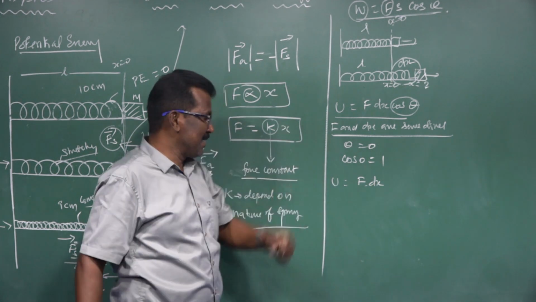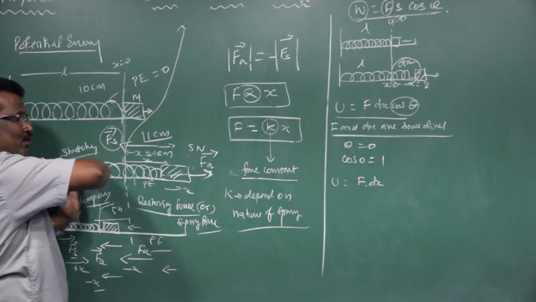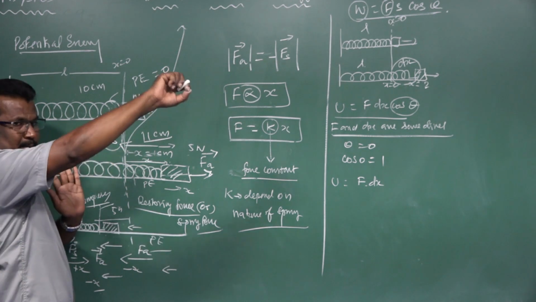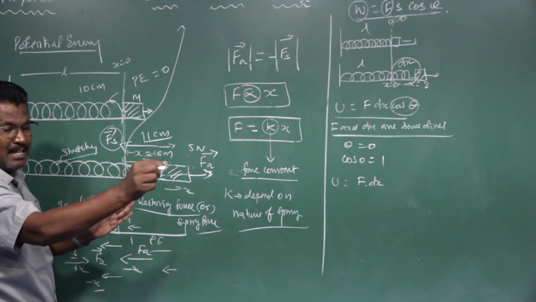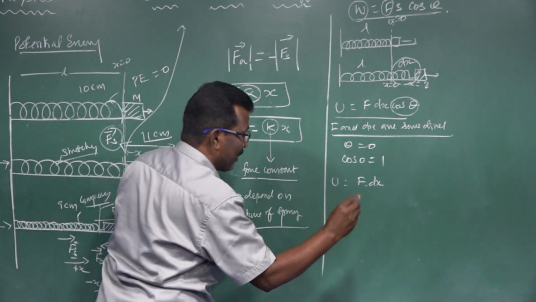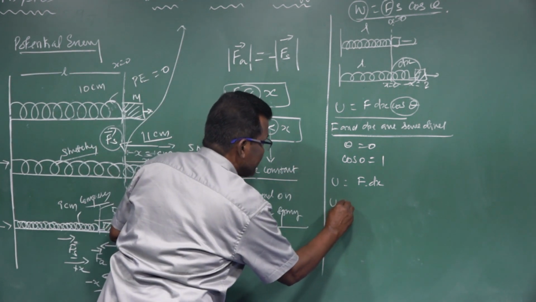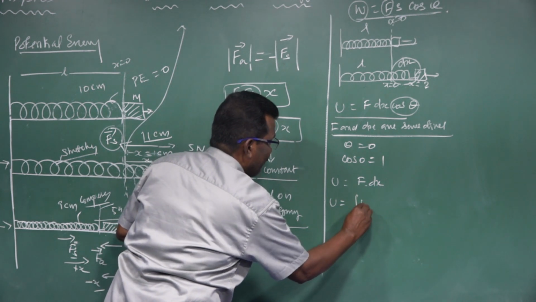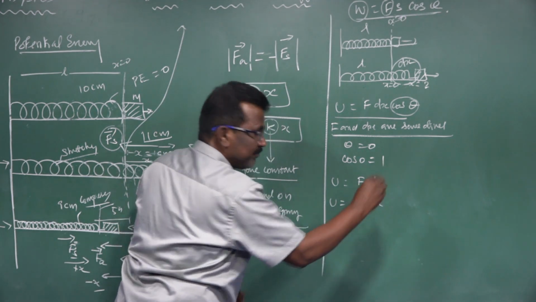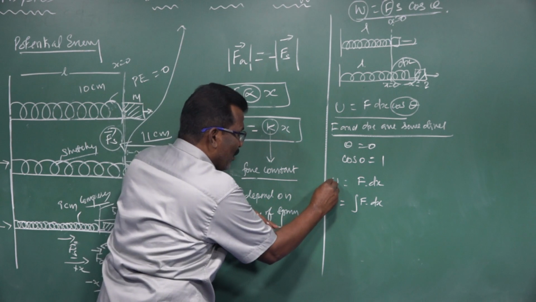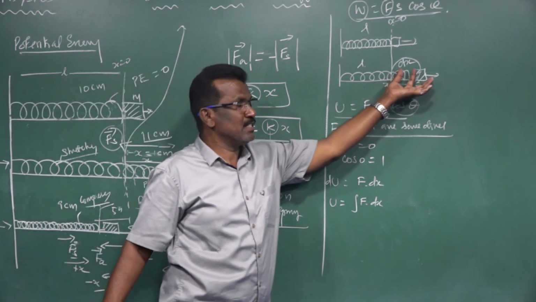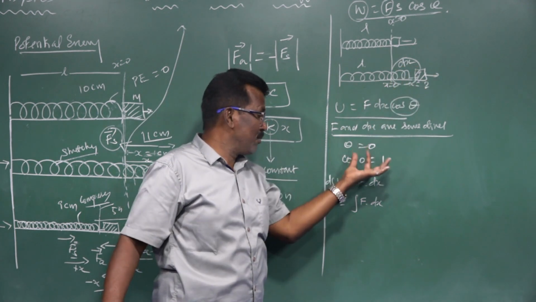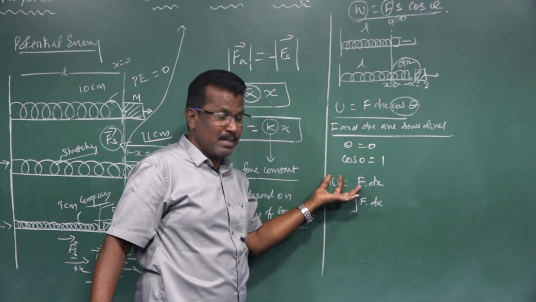Suppose I am applying force continuously on the body. The body is deformed by 0.1 millimeter, 0.2, 0.3, 0.5 and so on. Here we have to calculate the energy stored. U is equal to the integral of F into dx. This is a small work done when a small displacement occurs. When a small displacement occurs, a small energy is stored in this spring.